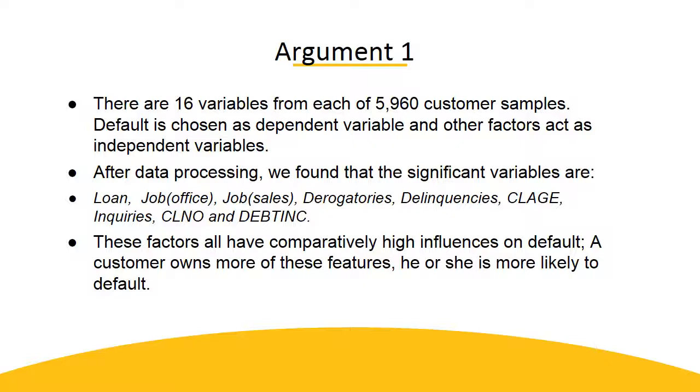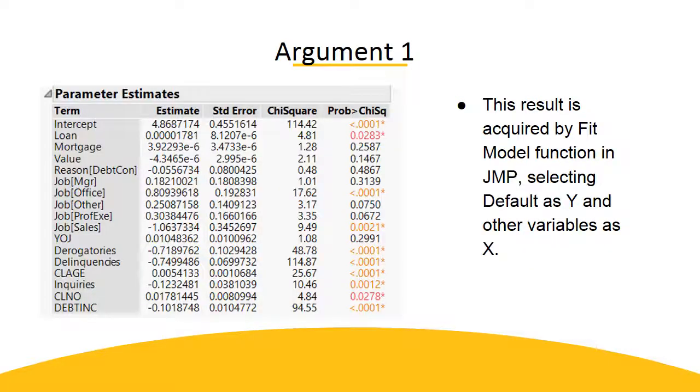And how do we conclude this argument? Here is the process. First, the parameter estimates are shown in the picture. The result is acquired by the fit model function in JMP. We select default as Y and the other variables as X. As you can see, those with probability less than 0.05 are significant variables. But notice that the intercept probability is also less than 0.05, which means there may exist some other significant factors.